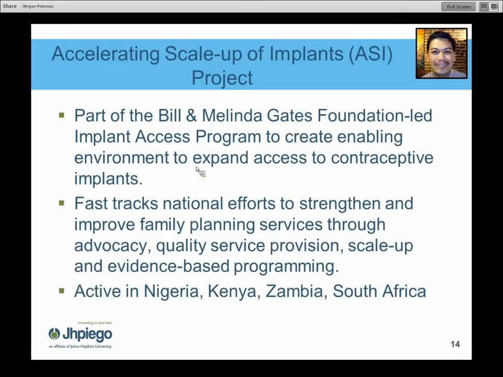When I said that it's only a few countries, these are also countries where the need is great, the population is large, and the potential impact of the introduction and scale-up of implants is also great. But we could also learn from these countries in terms of how other countries would be able to take the lessons learned and improve their services.